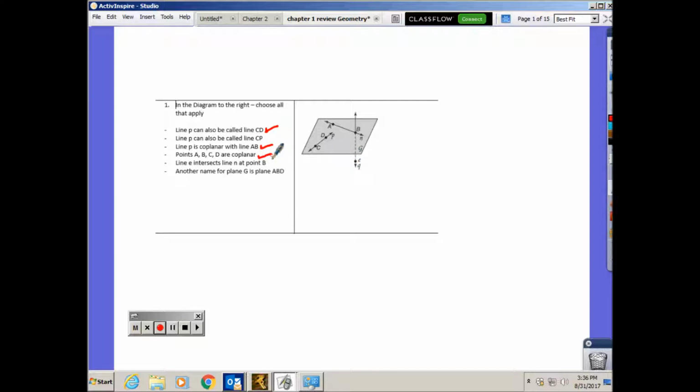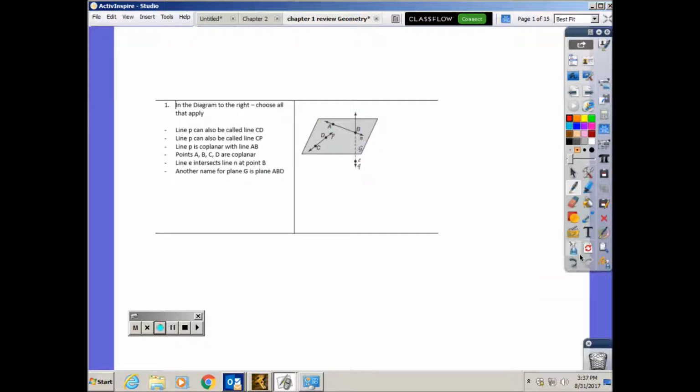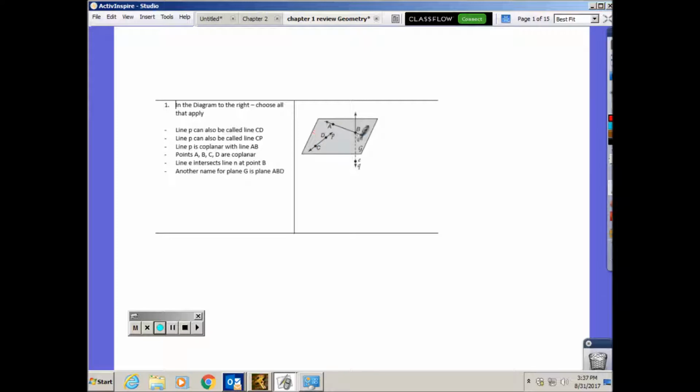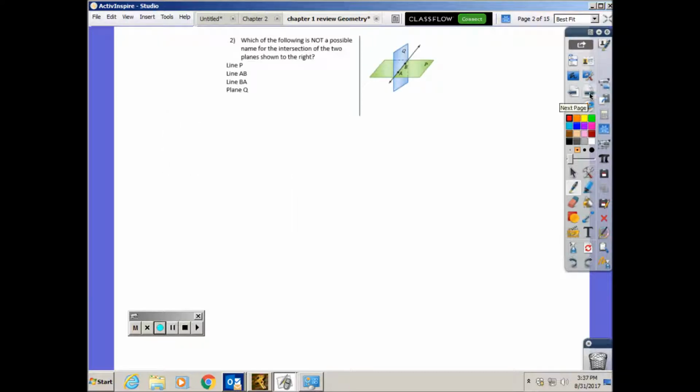Line E, that's this line, intersects line N at point B. That's true. Another name for plane G is ABD, and that is true. A plane can be named by 3 non-collinear points. So that is correct. Moving on to the next question.